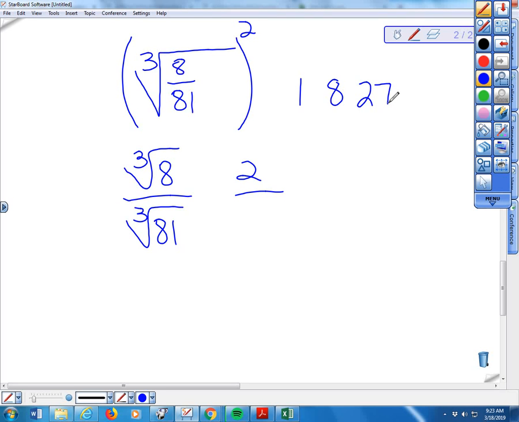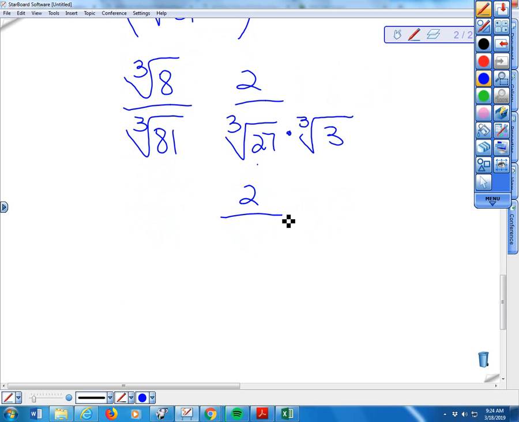27. Does 27 go into 81? Yes. How many times? 3 times. So the cube root of 81 could be simplified to the cube root of 27 times the cube root of 3, because 27 times 3 is 81. So I'm breaking it out. What is the cube root of 27? 3. Okay, so this is 2 over 3 times the cube root of 3.